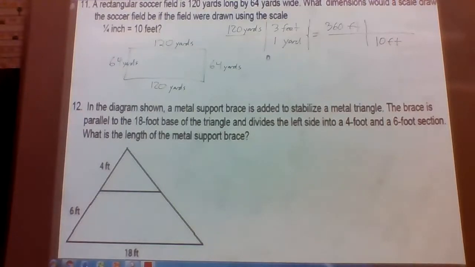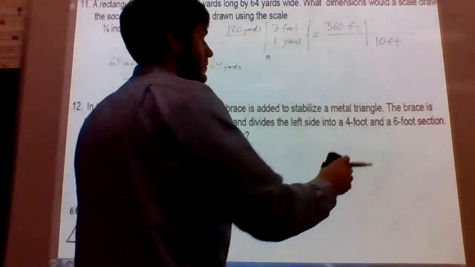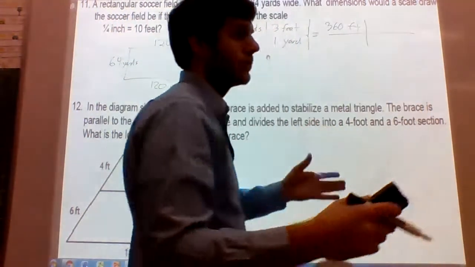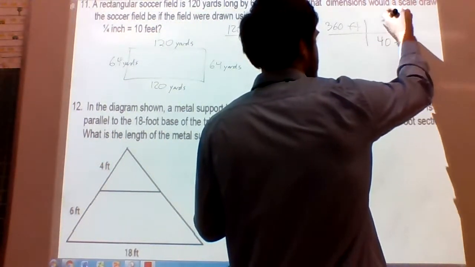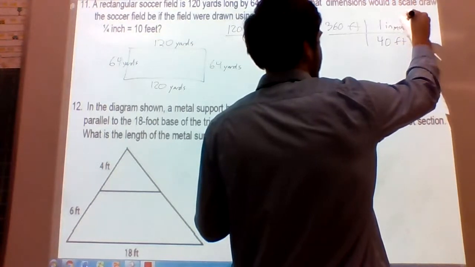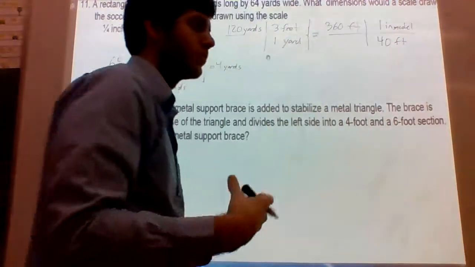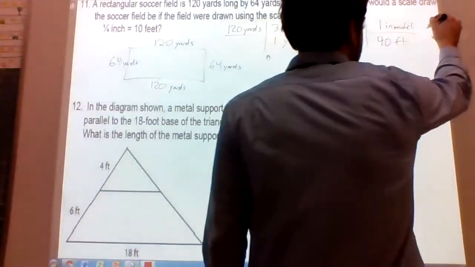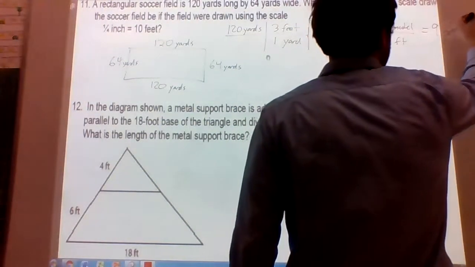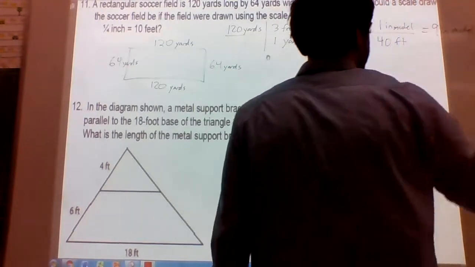So every 40 feet is going to be 1 inch. Not 1 inch of the field, but 1 inch of the model. So then we want to do 360 divided by 40, which is 9. So 9 inches of the model, not the field.